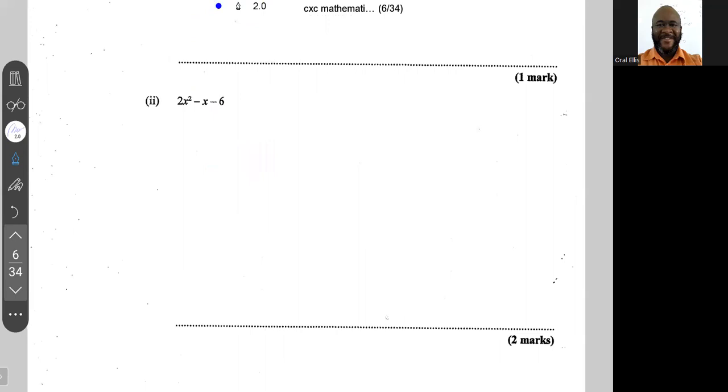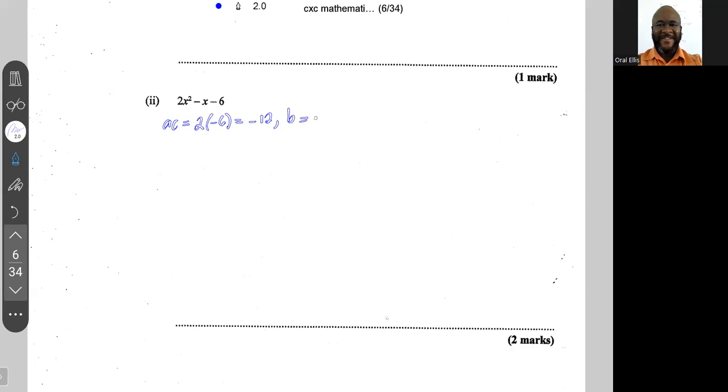Part ii is factorization of a quadratic expression. Now, I'm using the ABC method. The first thing I would do is find out what AC is. A is the number in front of x squared, which is 2. C is the constant term, which is minus 6. So AC is minus 12. B is the number in front of x.